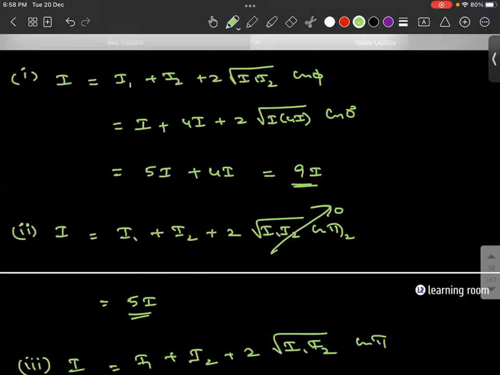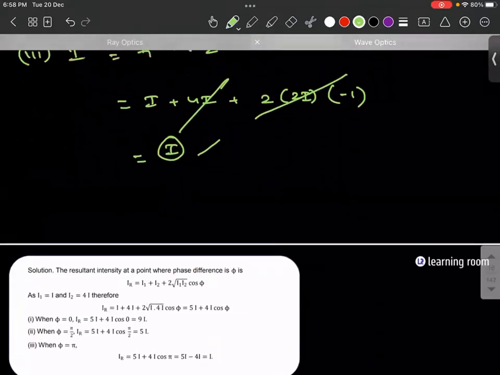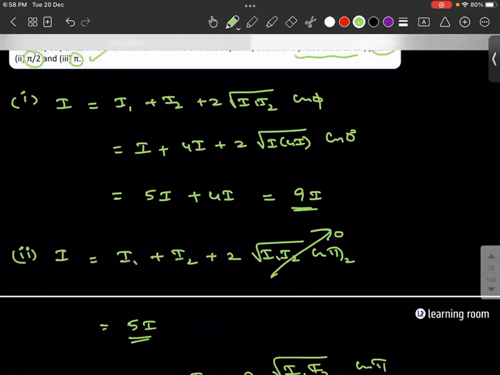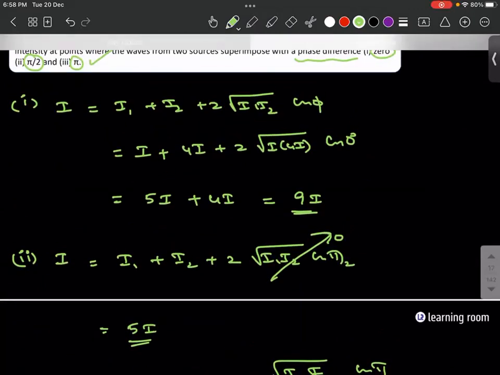So that is how you solve problems, right? So I hope you could understand this. Yes or no? Is this clear?